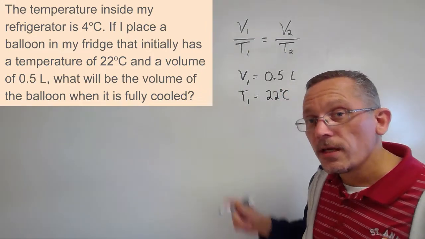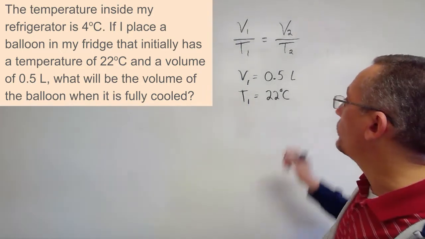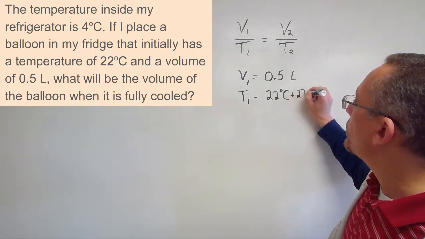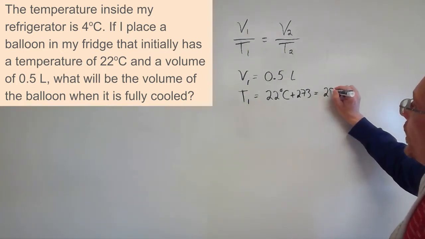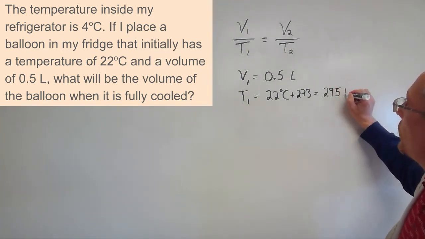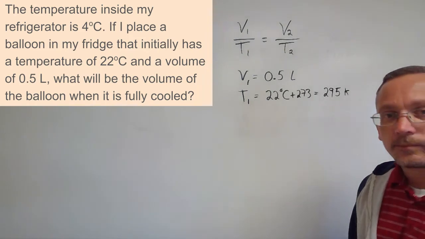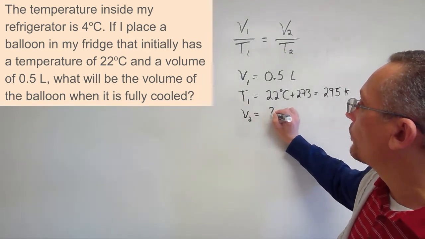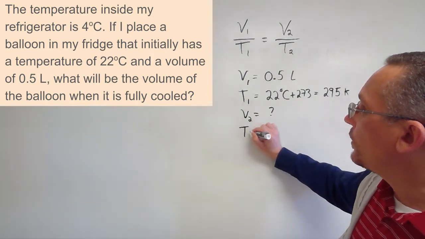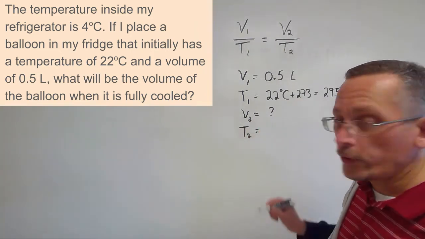Now I see Celsius right away. I'm going to change that to kelvins. I'm going to add 273 to change it to kelvins. And that'll give me 295 kelvins. Okay. Now volume 2, they didn't tell me. That's what we're looking for there. And then temperature 2, like we just mentioned, is that 4 degrees Celsius.